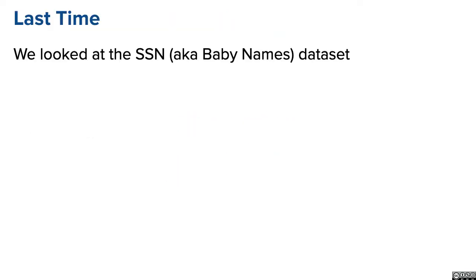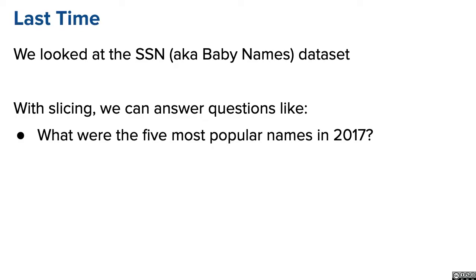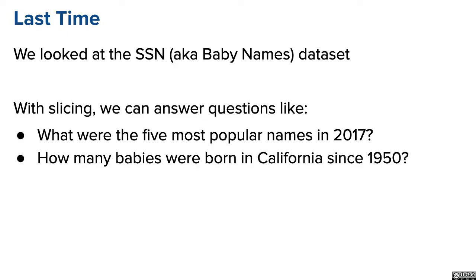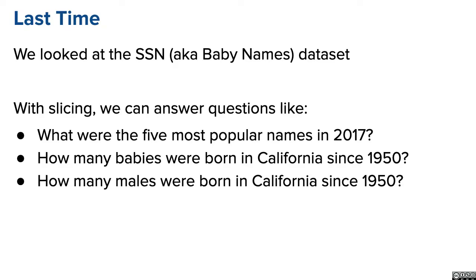Let's talk about group by. So last time we looked at the baby names data set, and we saw that we could answer some questions about it. We could answer what were the 5 most popular names in 2017, how many babies are born in California since 1950, how many males are born in California since 1950. So all of these 3 questions you should be able to answer just using slicing, some Boolean array filtering, and using sort values, which is what we talked about yesterday.